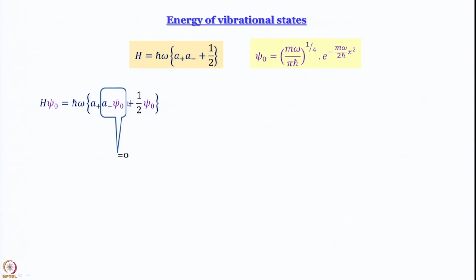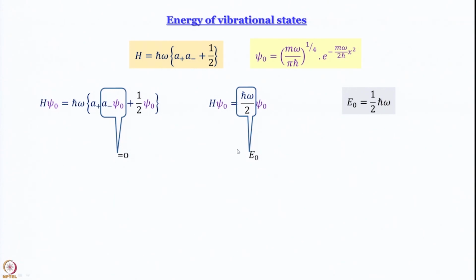So, what you get then is that the second term is half h cross omega multiplied by psi 0. So, Schrodinger equation reduces to H psi 0 equal to h cross omega by 2 psi 0. Okay. What is the eigenvalue here? h cross omega by 2, and that then is E0, the energy of the lowest energy vibration state. Okay. Psi 0 has an energy of half h cross omega.